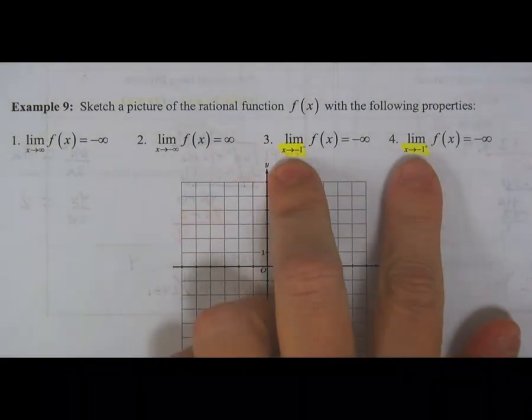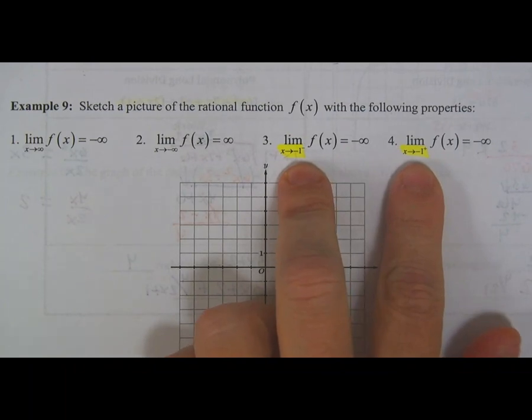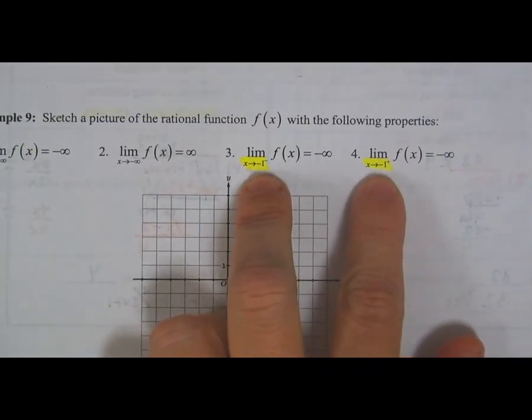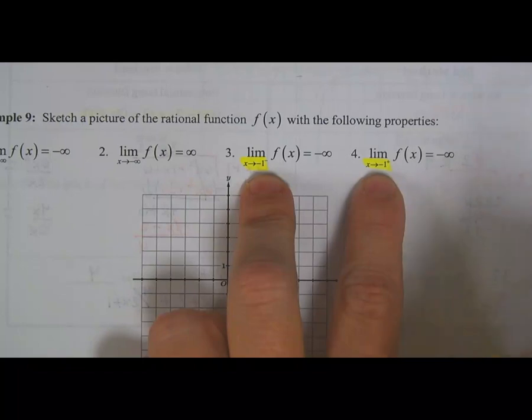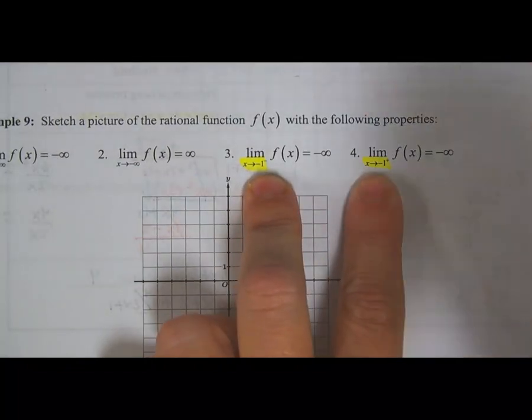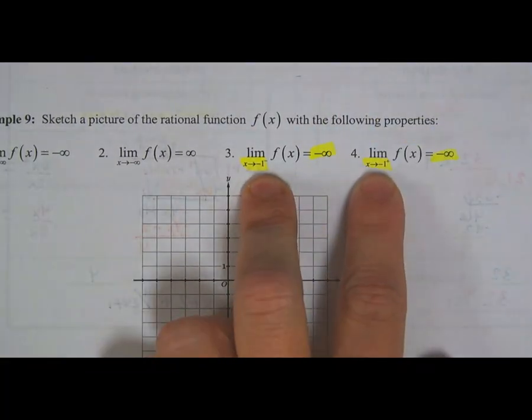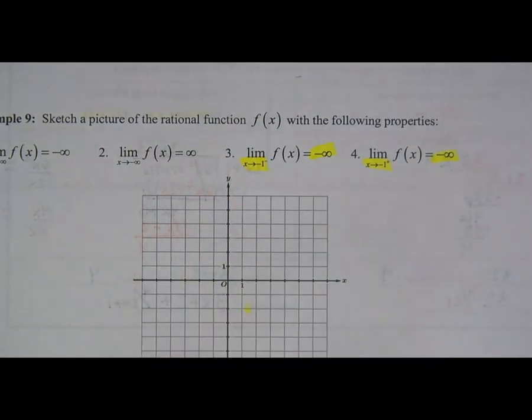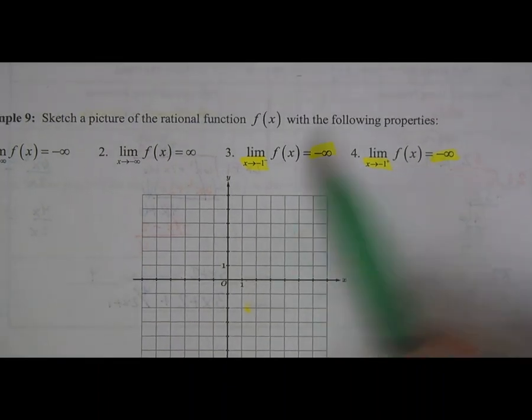When you have a limit statement that says, as x is approaching this number -1 from the left and the right, y is going down forever. As x is approaching -1 from the left and the right, y is going down forever. That's the type of limit statement that's telling you about what? Is it telling you about a hole, a vertical asymptote, horizontal asymptote? What is it telling you? Vertical asymptote. There's a vertical asymptote at -1.